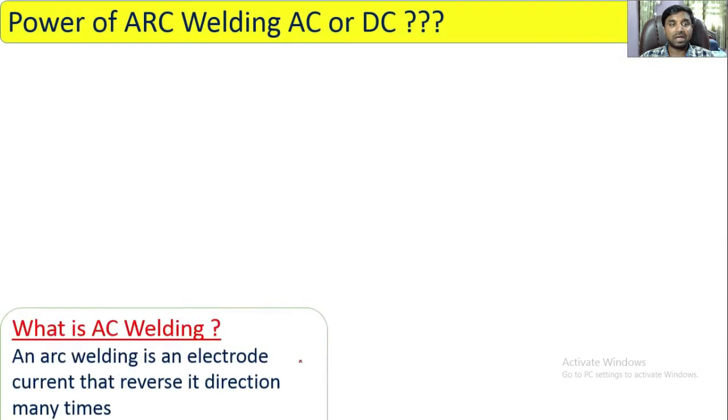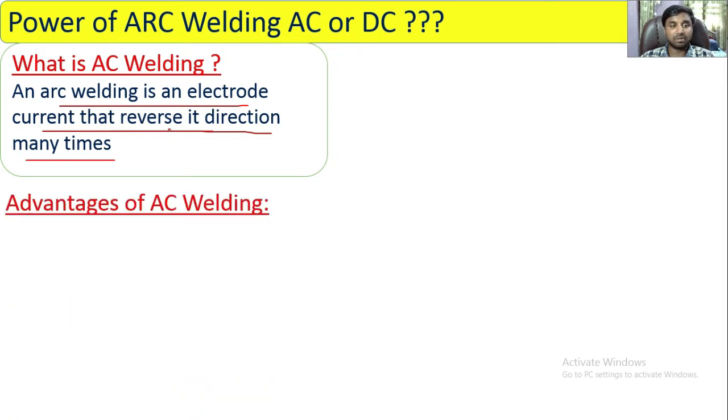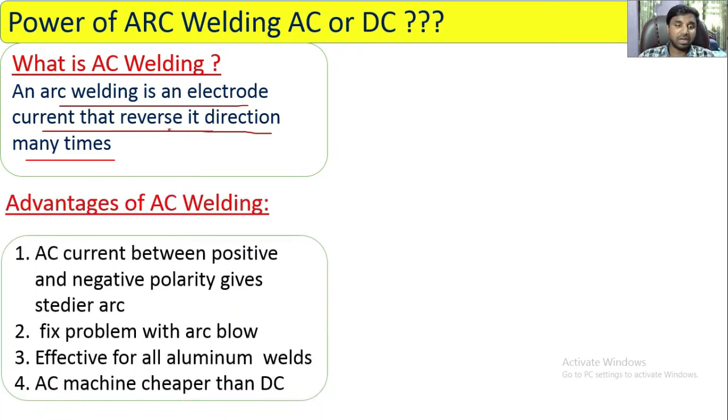Now we'll go to AC. What is AC welding? Already discussed. In AC welding, the current fluctuates, meaning it reverses its direction many times. The advantages of AC welding: with AC current, between positive and negative polarity, a steadier arc we can get here.